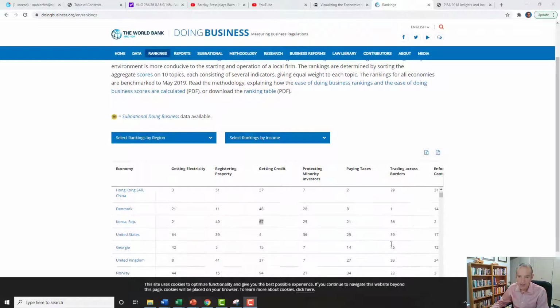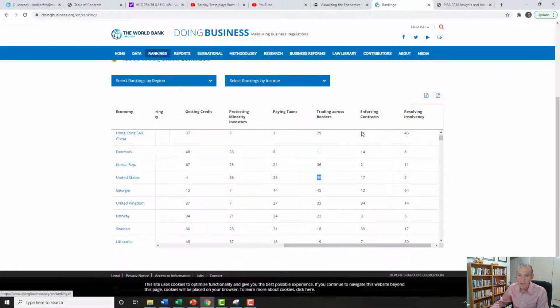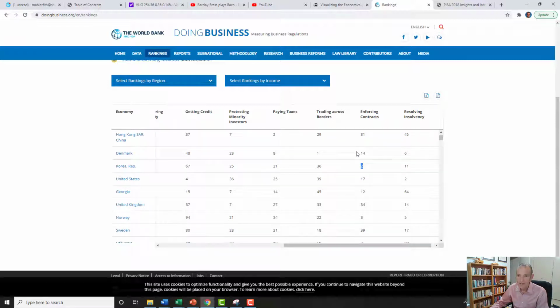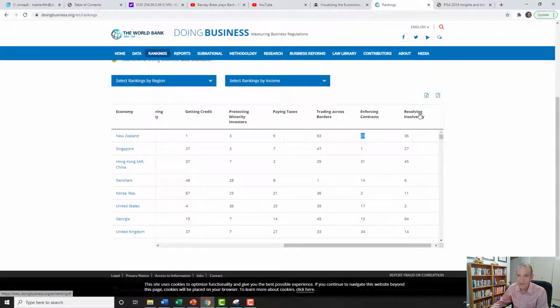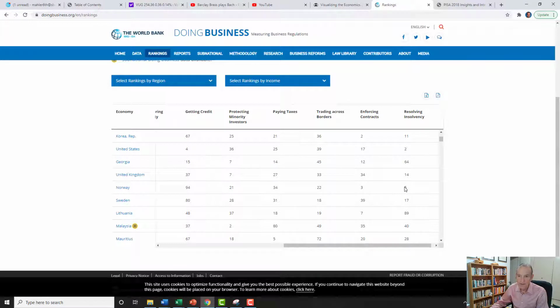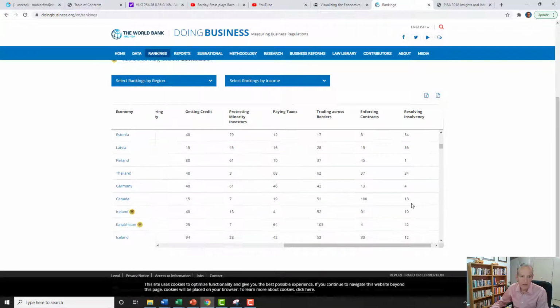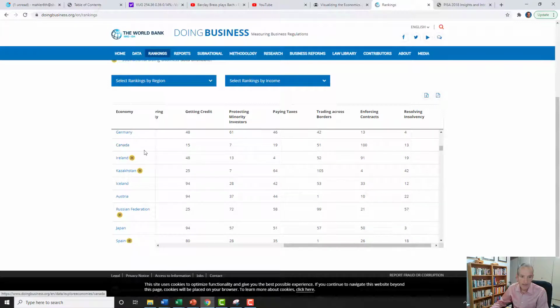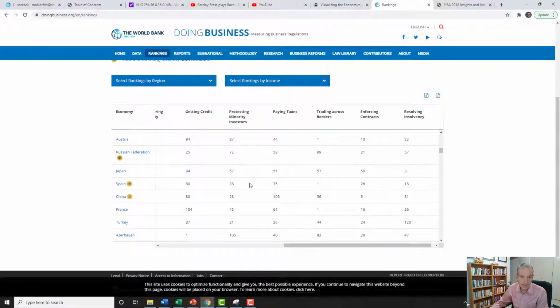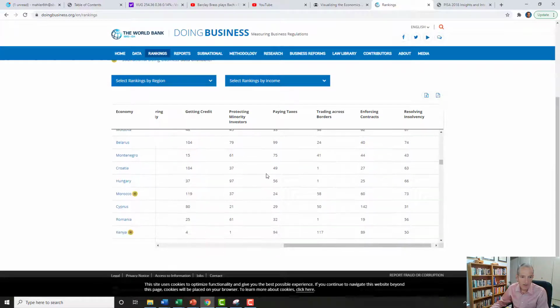Trading, the ease of trading. Enforcing contracts, that's extremely important. United States ranks really well there. South Korea ranks there. You can see New Zealand doesn't rank quite as high there. Resolving insolvency, we just talked about the bankruptcy laws in different countries. You can see the U.S. ranks very high there. I don't know who would be number 1 there. You go down the list, you can see some countries like Canada don't rank as high as you might think. Japan doesn't rank very, very high. So you just go down the list.